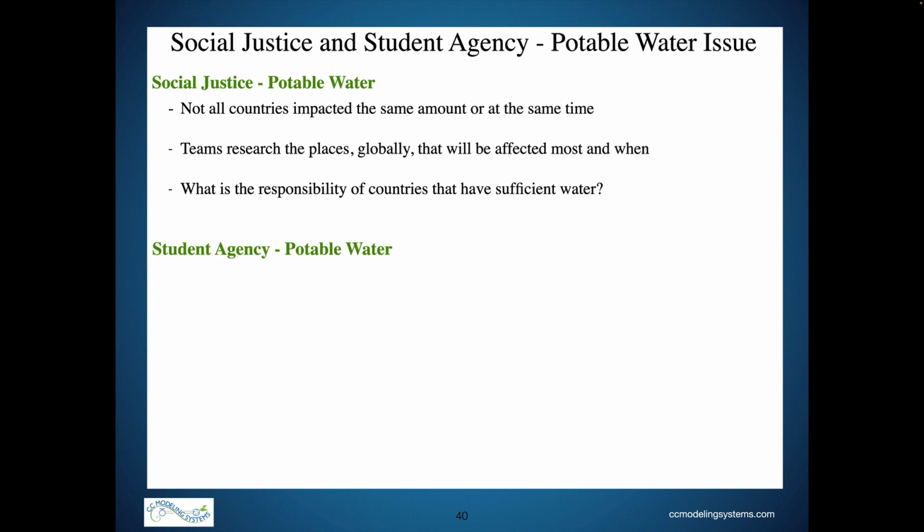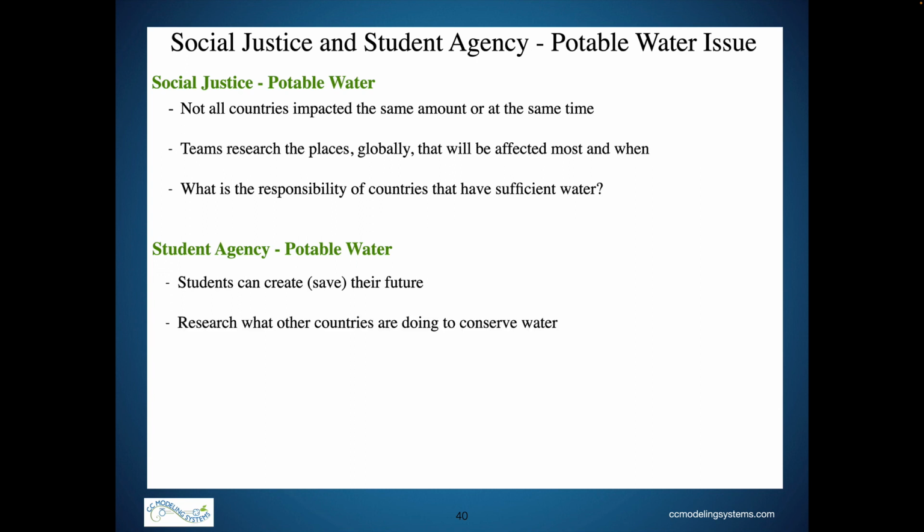The second part of the post-modeling lesson should include student agency. Recall that students want lessons on climate change to be 20% about the problem and 80% about the solution. Students do want to do something to protect their future. They should research what other countries are doing to conserve water.